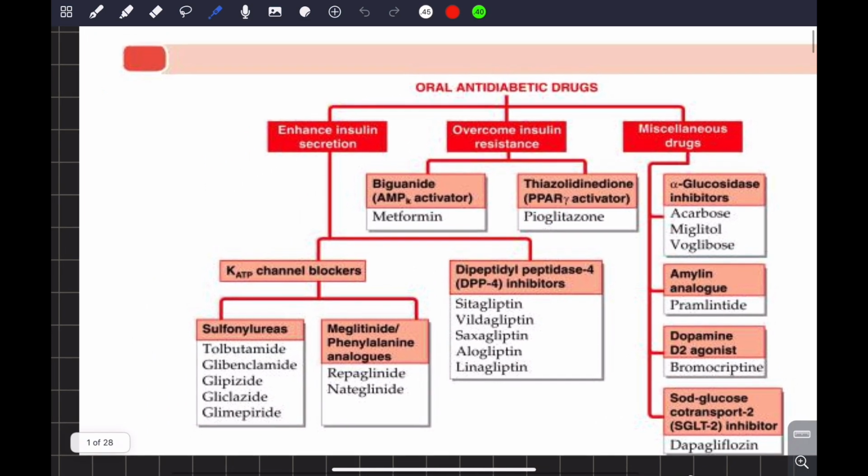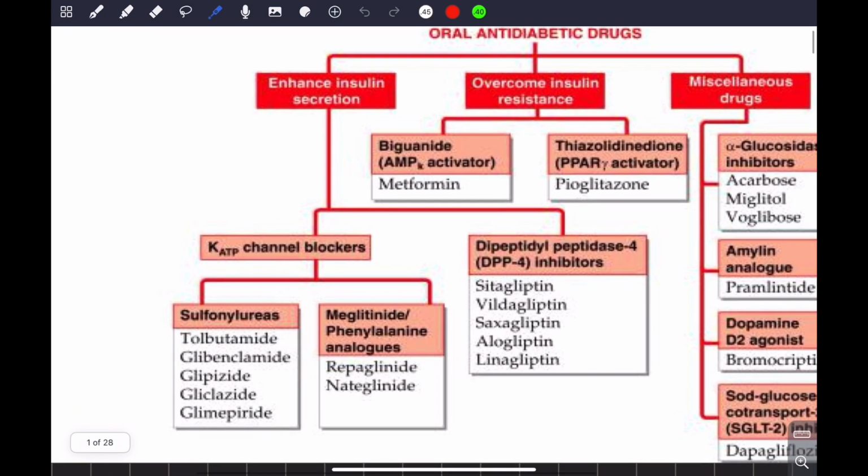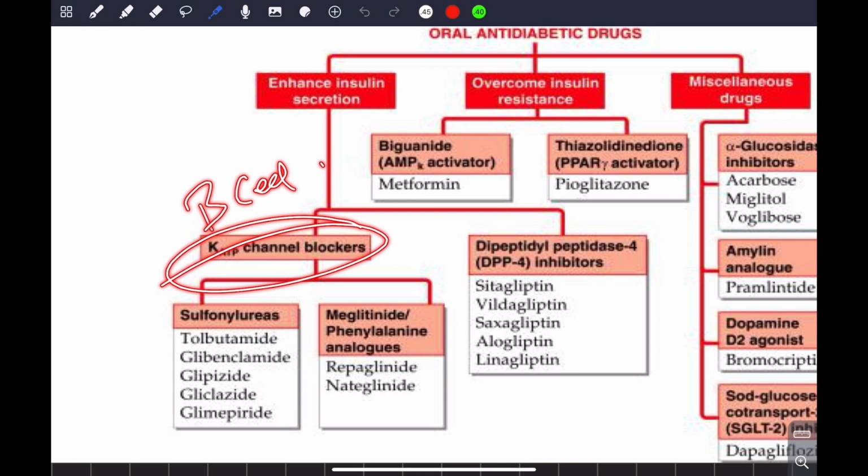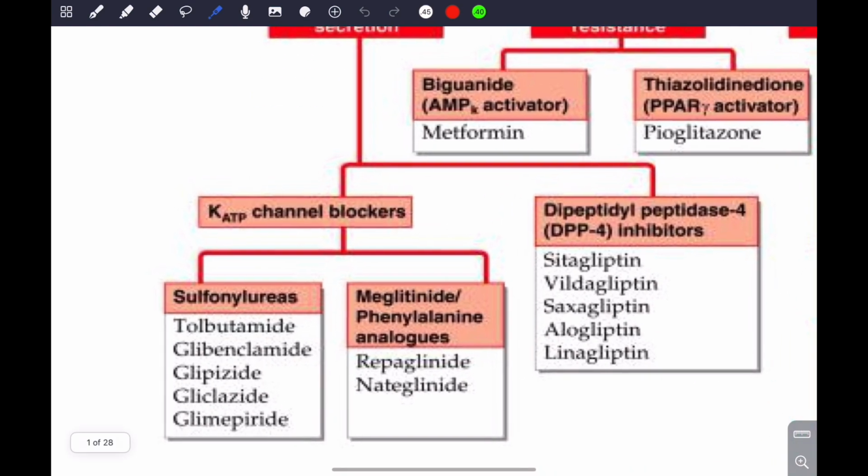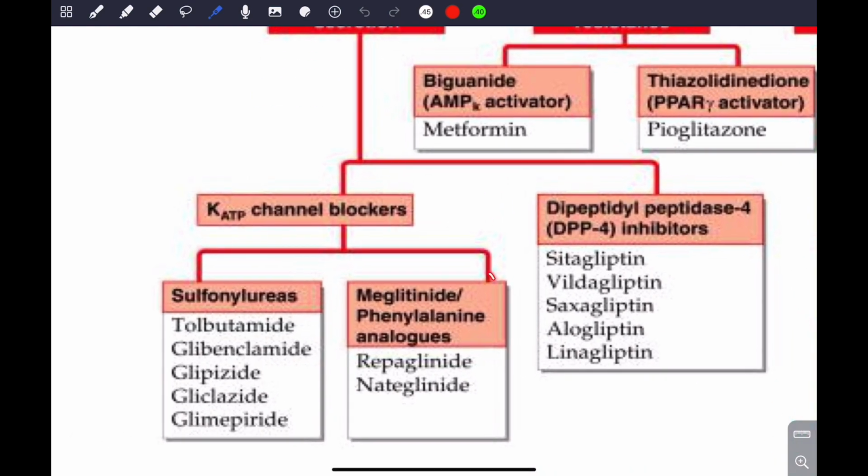Now today we are going to discuss our insulin secretagogues, which means drugs which increase insulin secretion in type 2 diabetes mellitus patients, right? So they are potassium ATP channel blockers in the beta cell of our pancreas, right? So the drugs are in two groups: meglitinides or phenylalanine analogs, and sulfonylureas, right?